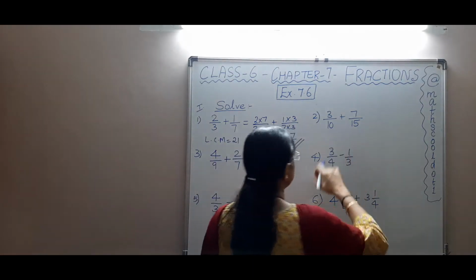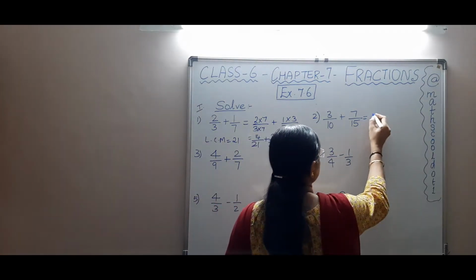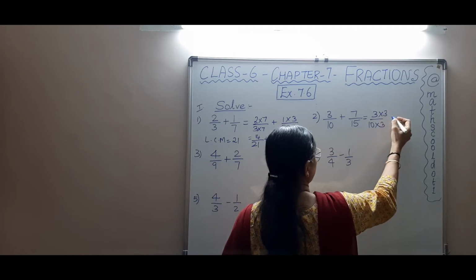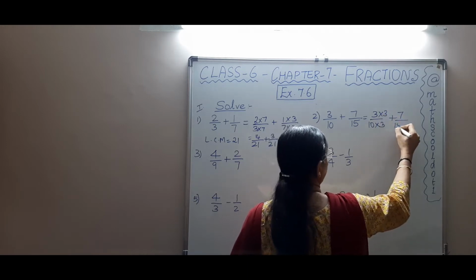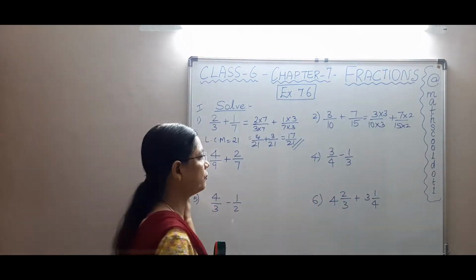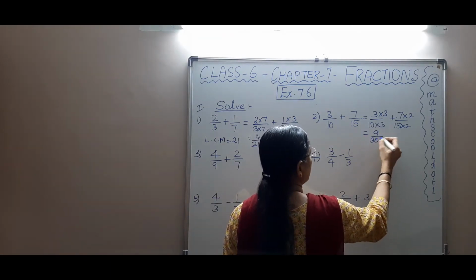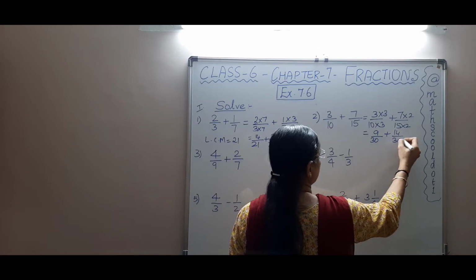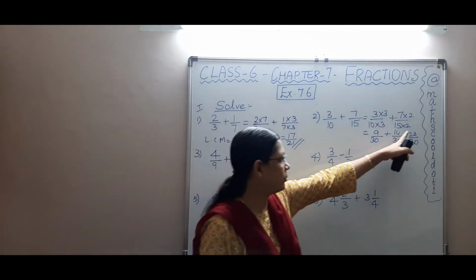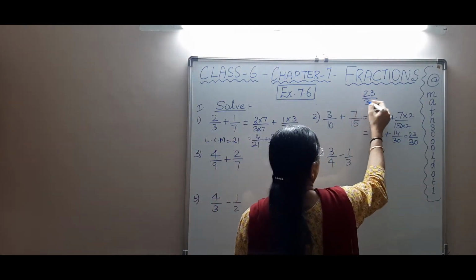First we'll find the LCM. For 10 and 15, the LCM is 30, so you need to make the denominators 30. For 3 by 10, 10 threes are 30, so you multiply the numerator by 3. For 7 by 15, 15 twos are 30, so multiply the numerator by 2. This is the first method I am showing you, by finding the LCM. So now the answer will be 9 by 30 plus 14 by 30, that is 23 by 30. Just remember, your answer is 23 divided by 30.